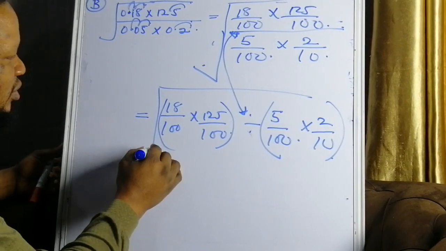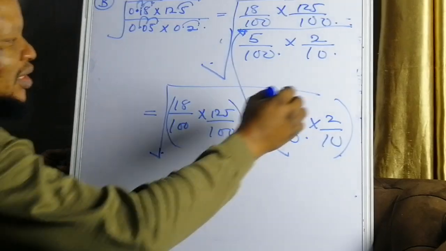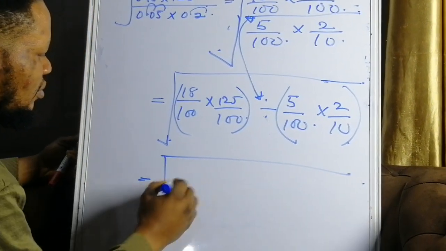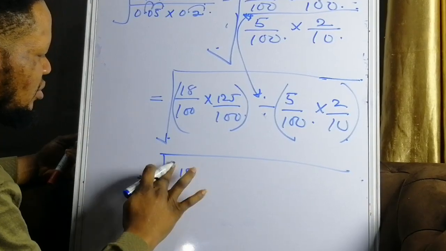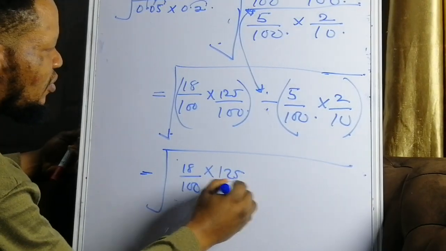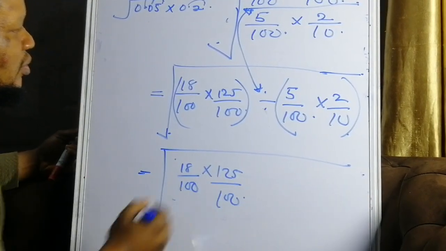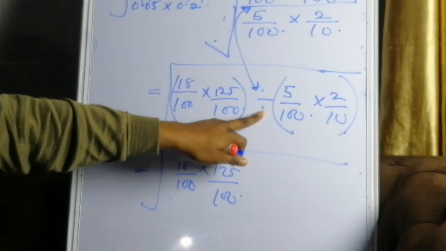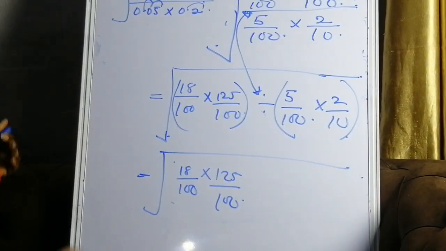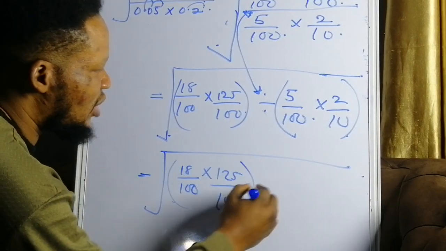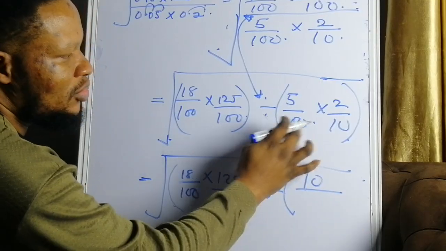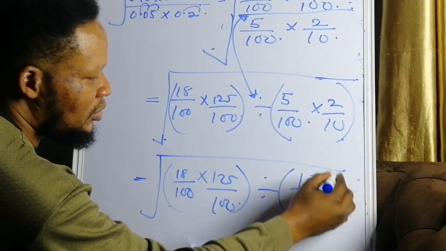There's something I can do here. If you look at this very well, to make it easier and faster, I can say square root of 18 over 100 times 125 over 100. Now, this division can change to times. This one is 5 times 2, 10. Let me still do it like this. That's 5 times 2, 10. That's 100 times 10, that's just 1000.